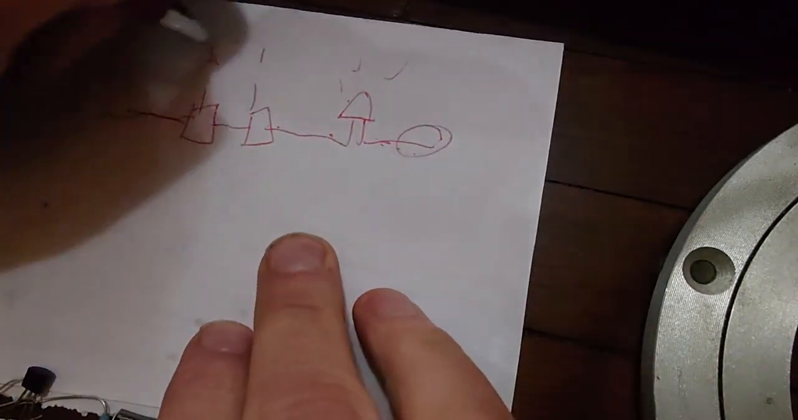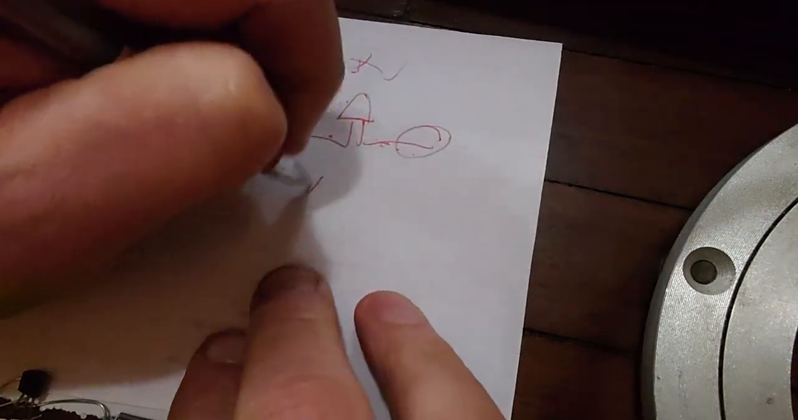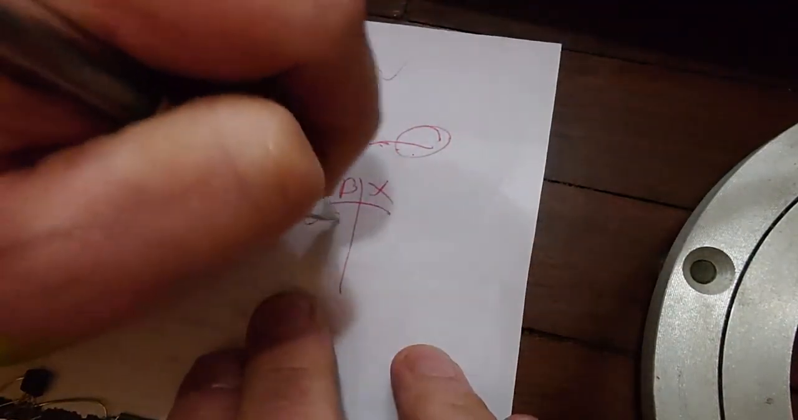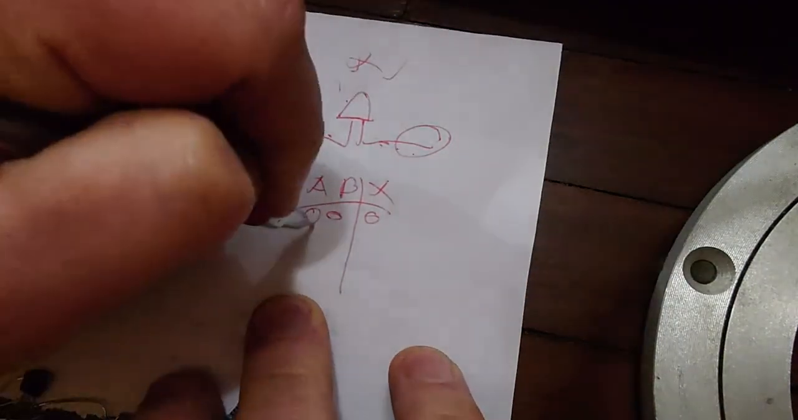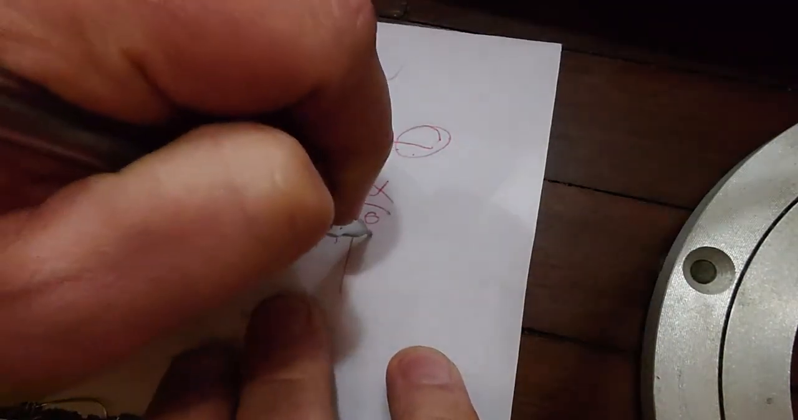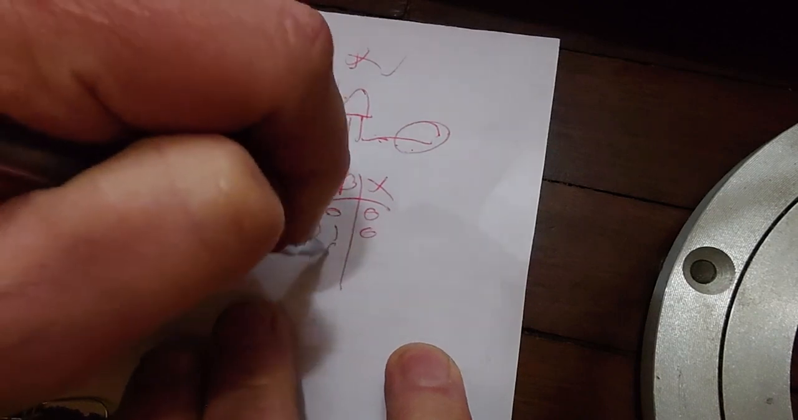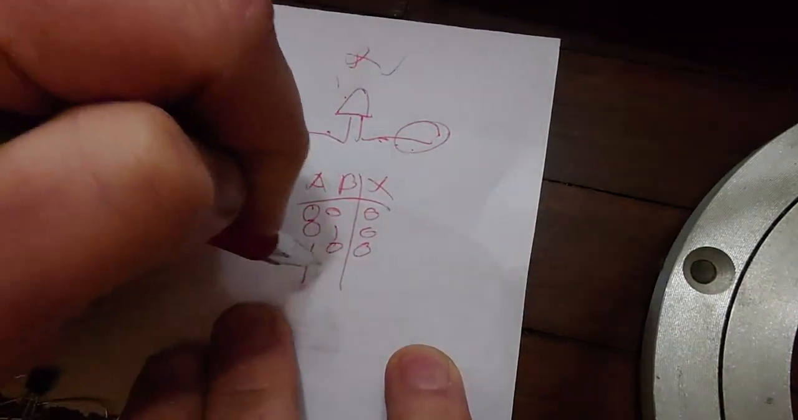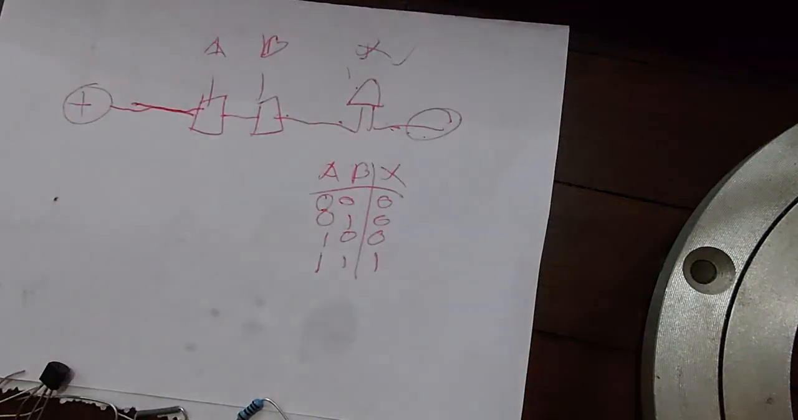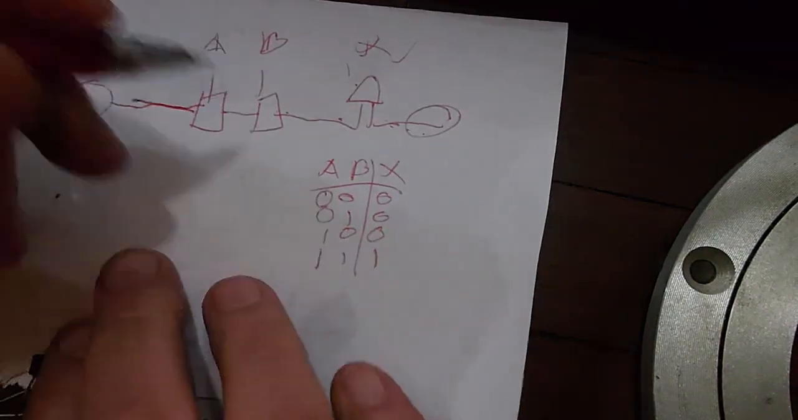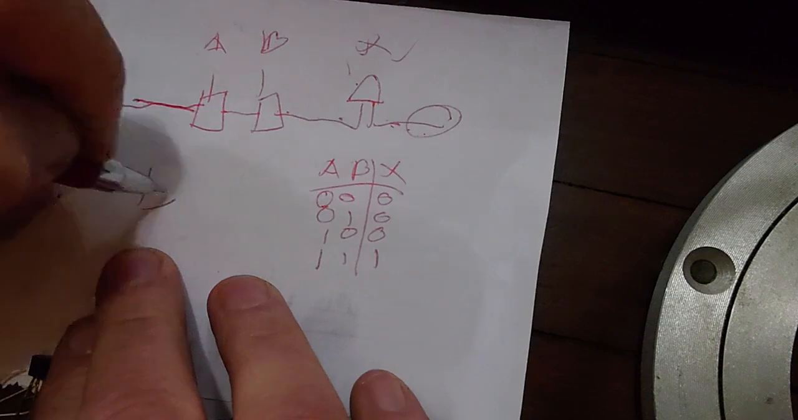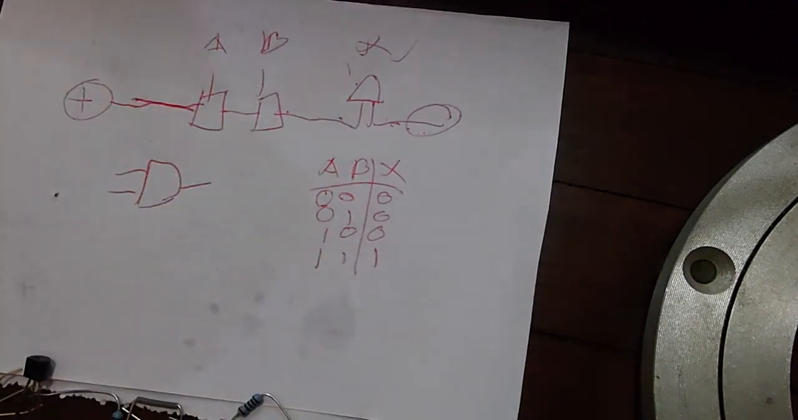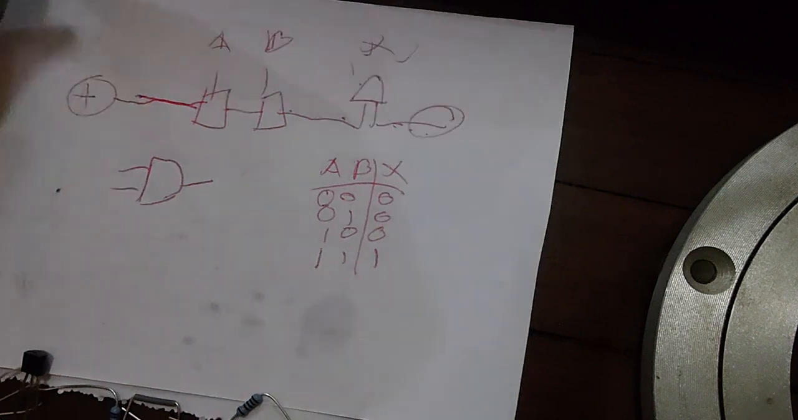So if this is A and B and X, then if they're both off, X is off. If B is on, X is off. If A is on, X is off, because both of them have to open. And with 1, 1, we want to produce a 1. So we're trying to produce that logic. And this gate looks kind of like a D, with 2 inputs and 1 output along the way.